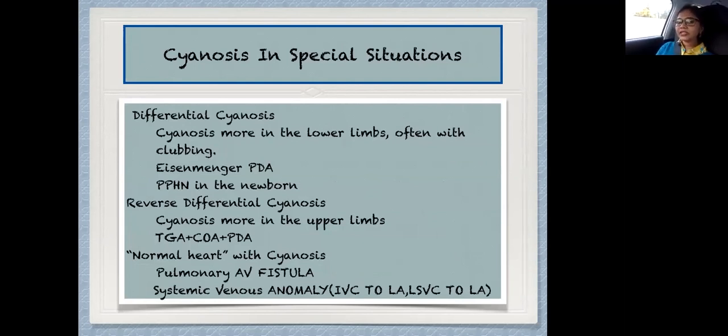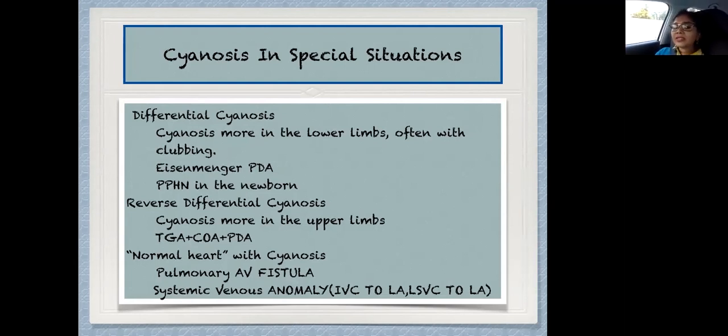Cyanosis in special situations: differential cyanosis. Cyanosis more either in the lower limb or in the upper limb. So Eisenmenger PDA is classical, where you know that there is right to left shunt through the PDA and the lower limbs are cyanosed, but the upper limbs are not. You can get a similar physiology in persistent pulmonary hypertension of the newborn. Reverse differential cyanosis, where cyanosis is more in the upper limbs and less in the lower limbs, is classically described in TGA, coarctation, and PDA. You can sometimes see this when you do SpO2 screening in newborns. If you have somebody with TGA, coarctation, and PDA, you will see this reverse differential cyanosis.